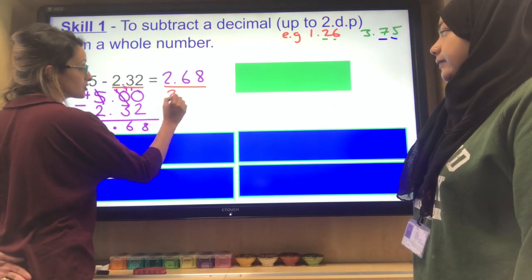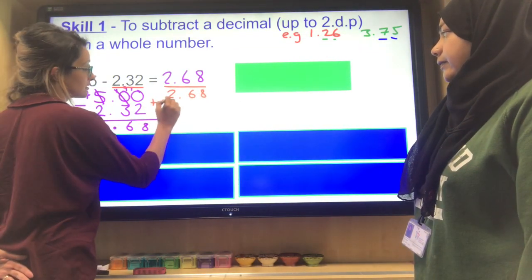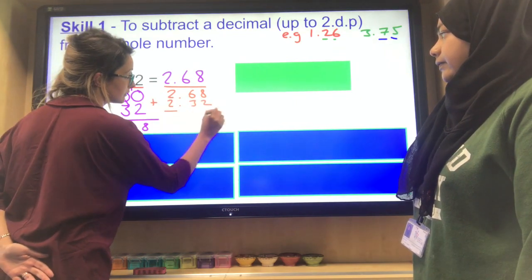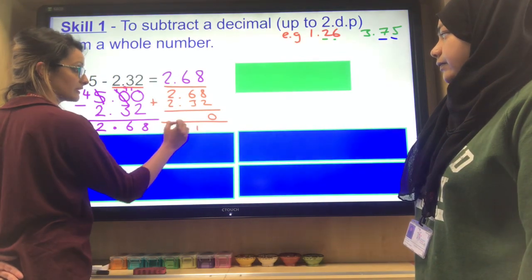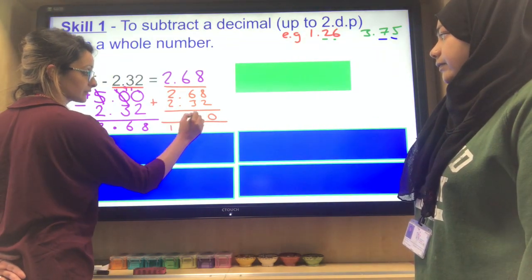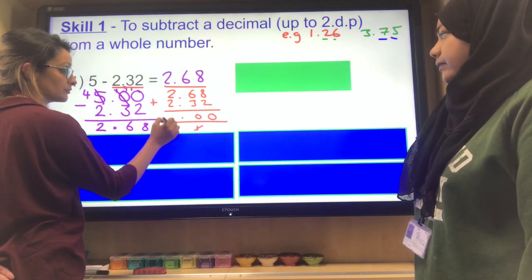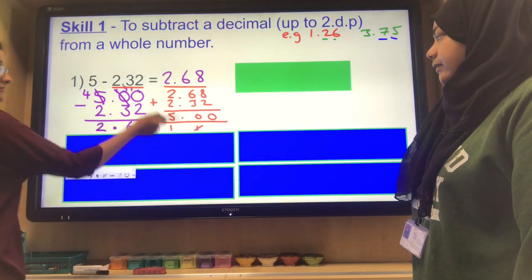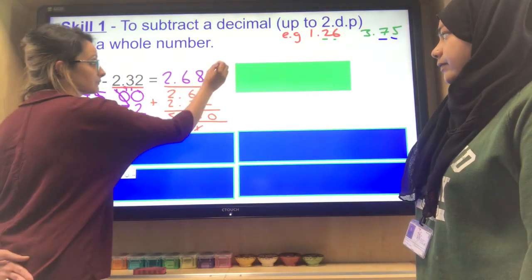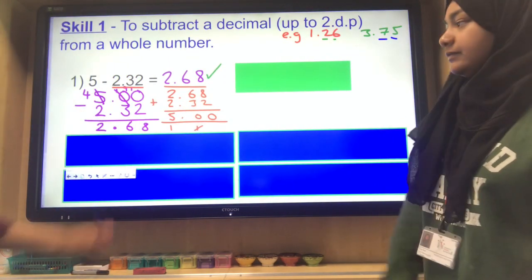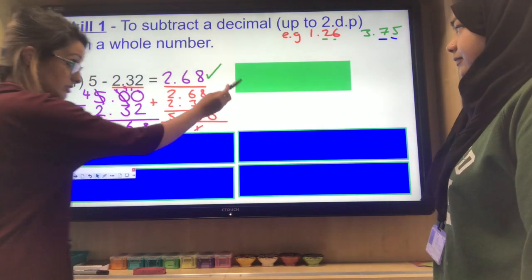Okay. So if I had 2.68 plus 2.32, I know that 8 plus 2 is 10. 6 plus 3 plus 1 gives me 10, decimal point. Cross it off. 2 plus 2 is 4, plus the 1 gives me 5. It's 5.00, which equates to 5. So this 2.68, I know, is accurate. Okay. So, Miss Mia, you've got one there, just another one.